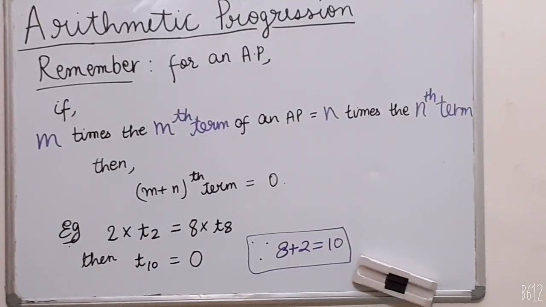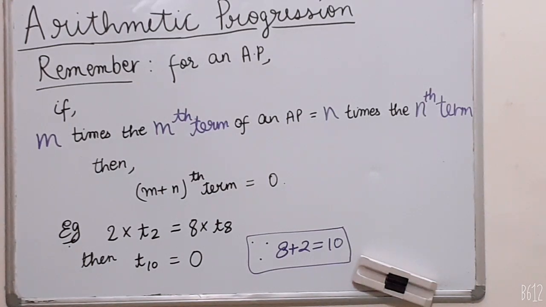For an AP, if m times the mth term of an AP is equal to n times the nth term, then the (m plus n)th term is equal to 0. Here in the example given, 2 times T2 is equal to 8 times T8, and 8 plus 2 is equal to 10. As the formula given is the (m plus n)th term is equal to 0, therefore T10 is equal to 0. Here 2 is m and T2 is the mth term, whereas 8 is n and T8 is the nth term.